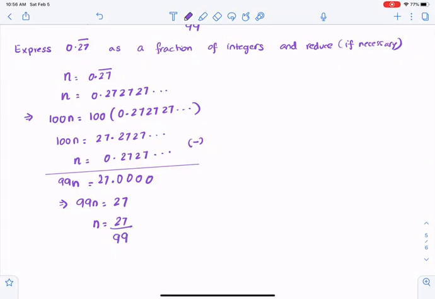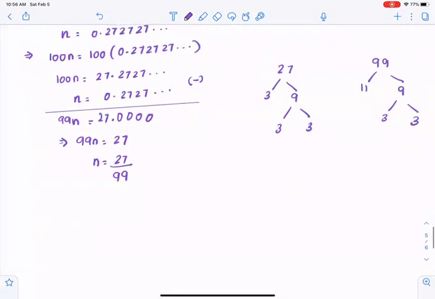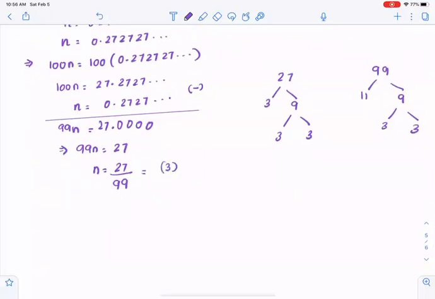You may say, well, I'll just stop there, but that can be simplified. 27 prime factorization: 3 times 9, and 3 times 3 is 9. 99, I'm going to go with the biggest prime number because it's going to make things easier. 11 times 9 is 99, and 9 is 3 times 3. So 11 times 3 times 3. Cancelling out the common terms, I simply end up having 3 over 11.